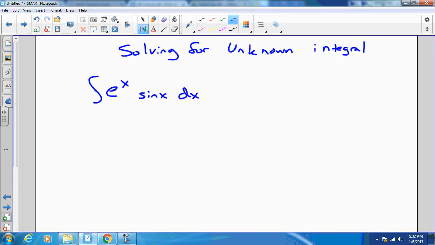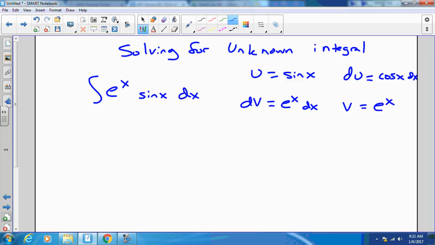So you choose u as sine x. Then du is cosine x dx, and dv is e to the x dx. Okay, so we like that. That gives us that the integral of e to the x sine x is equal to u times v, less the integral of v du.